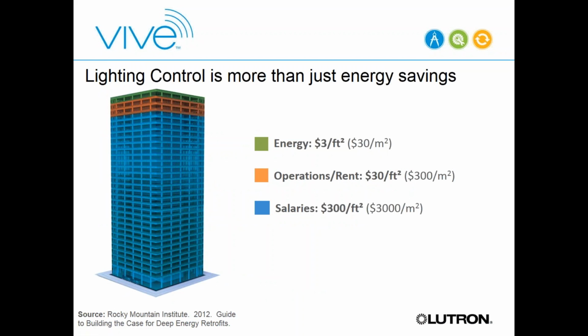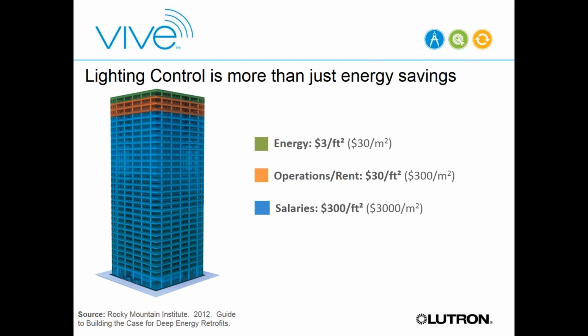So when we talk about lighting control, it's often associated with just energy savings, but lighting control is used for much more than just energy savings in a building. In fact, if you look at a building, energy is one of the smallest costs in that building. While this may vary in actual numbers from region to region, the relationship between energy, operations, and rent and salaries is about the same all around the country and all around the world, and they're orders of magnitude different from each other. Where energy is $3 a square foot, salaries is $300 a square foot, so 100 times more than that.